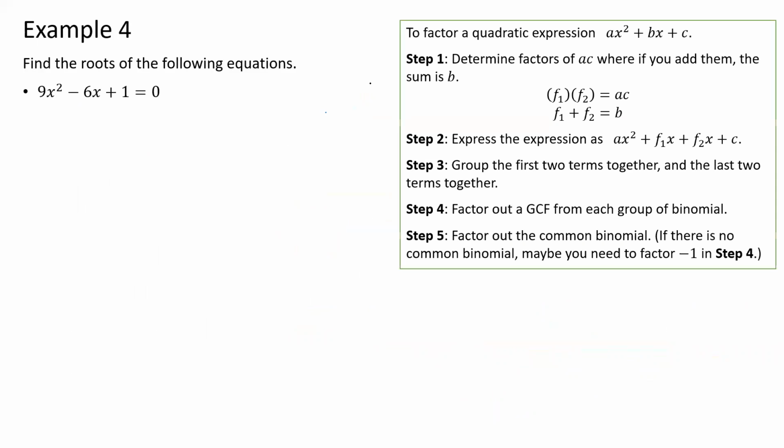Another example, 9x squared minus 6x plus 1 equals 0. So same idea. Our AC here is equal to 9 times 1, which is 9. And B here is equal to negative 6. So what are the factors of 9 that when we add them together, we get negative 6? So let's see the factors of 9.